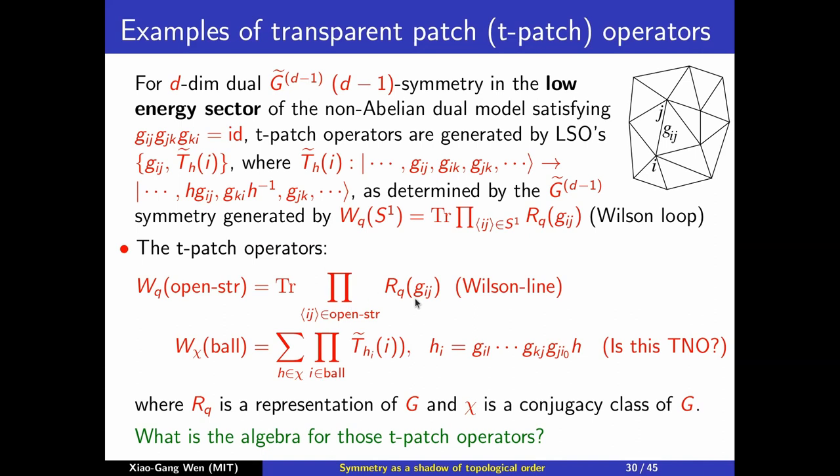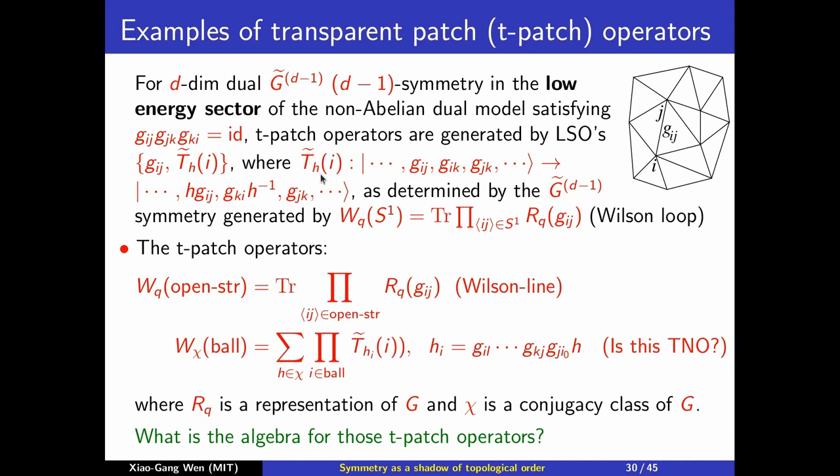We have some trouble to obtain the other operator, which is supposed to act on the ball, the dual operator should act on the ball, okay. So let's see why we have trouble. So let's consider we have a product of Th. It's just a product of Th.